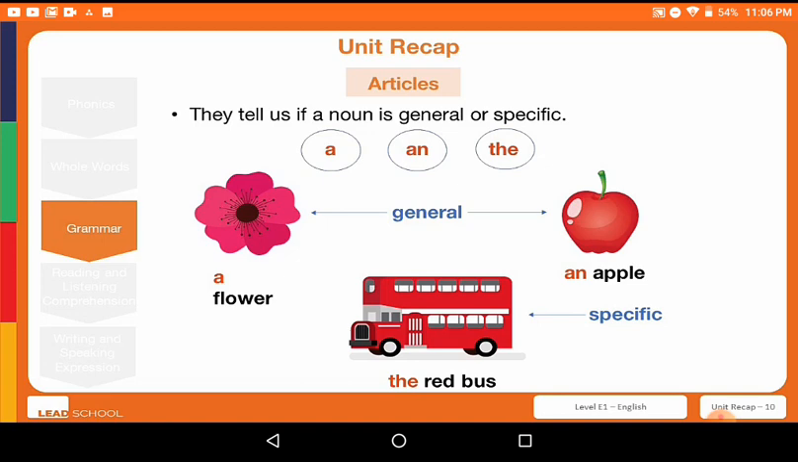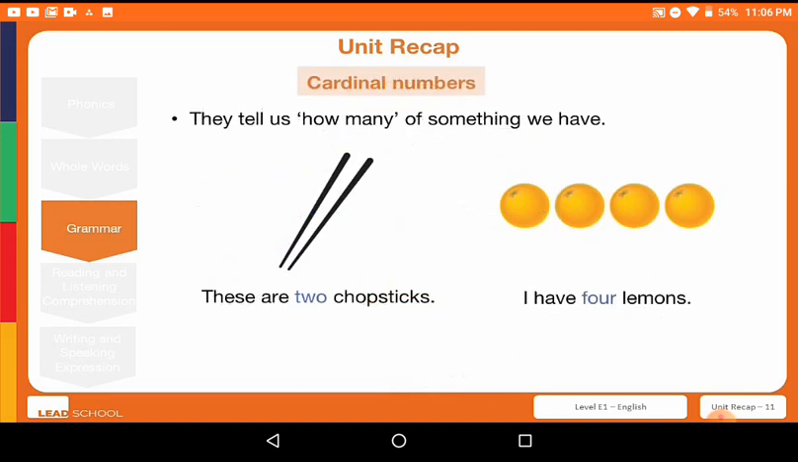any bus. We also learned about cardinal numbers, which are words that tell us how many of an object we have. So words like 2, 4, 1 are all cardinal numbers. Examples are, there are 2 chopsticks, or I have 4 lemons. Cardinal numbers come before a noun.